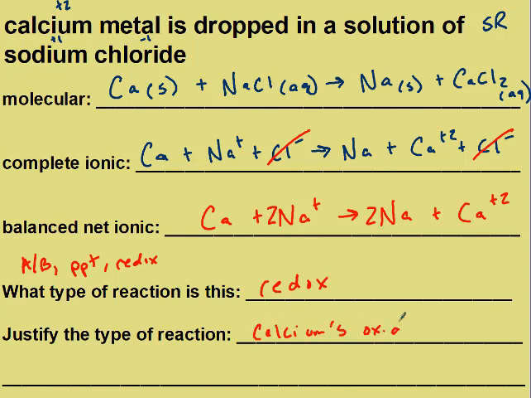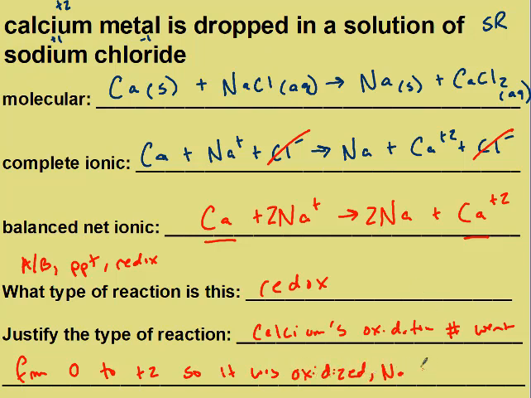So calcium's oxidation number went from, remember when it's by itself, it's a 0 to a +2. So it was oxidized. Sodium was reduced. It went from a +1 to a 0. It gained electrons.